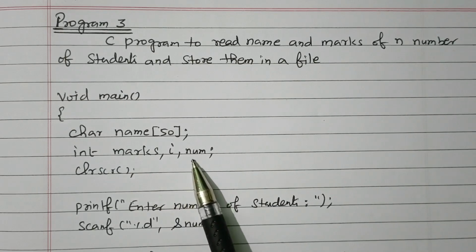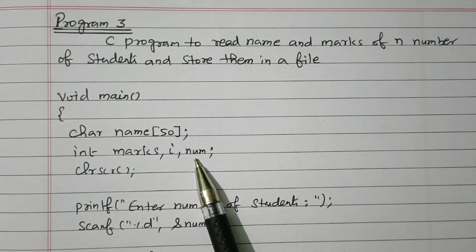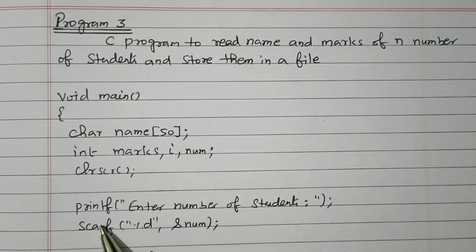num refers to the number of students, how many students are available. First we ask the user to enter the number of students. How many students? scanf of %d and &num. %d refers to the integer type, and &num means the address of num. The data entered by the user will be stored at the address of num. Now we know how many students are available, because the user entered the num value.